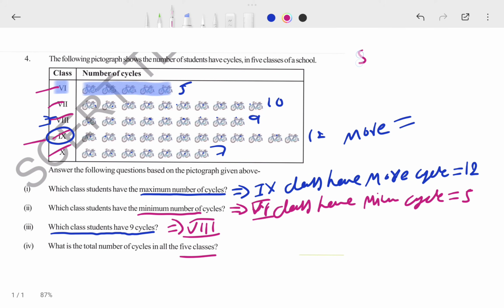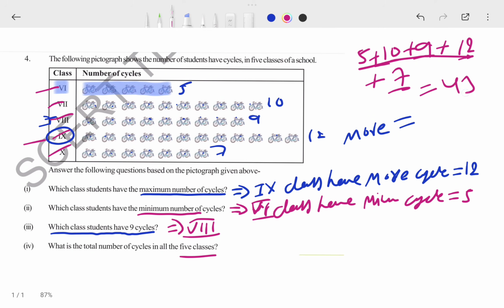So 6th class has 5, 7th class has 10 cycles, 8th class has 9 cycles, 9th class has 12 cycles, and 10th class has 7 cycles. So if you add this, that's 15. 15 plus 5 is 24. 24 plus 2, that's 26. 26 plus 10, that's going to be 36. 36 plus 4 is 40. 43.